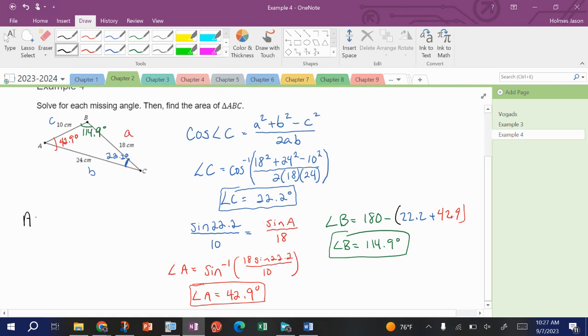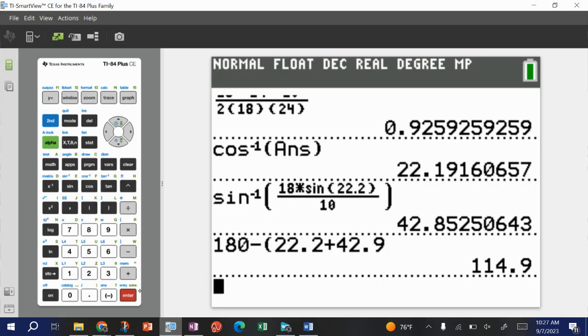I'm going to pick two sides and the included angle to solve for the area. So I'm going to say area equals 1/2, and let's use A and C for the sides. And so I'm going to have 18 times 10 times the sine of the angle in between, which is 114.9. So let's go ahead and put that into our calculator.